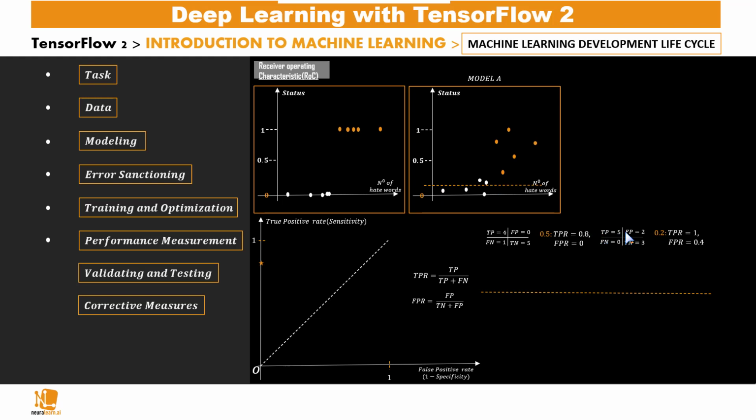We have now 5 true positives: 1, 2, 3, 4, 5. We have 2 false positives: 1, 2, because these 2 are being predicted to be positives when they are actually negatives. We have 3 true negatives: 1, 2, 3, and we have no false negatives. So we have no value predicted to be negative when it's actually positive.